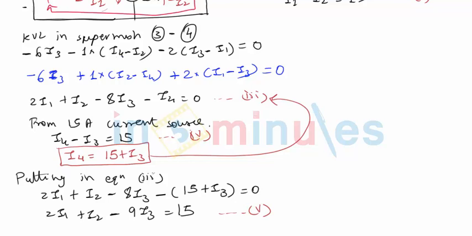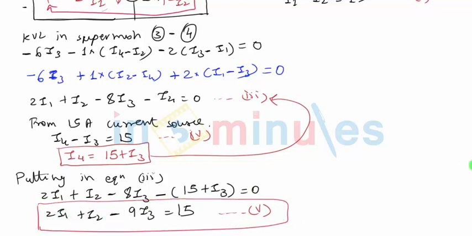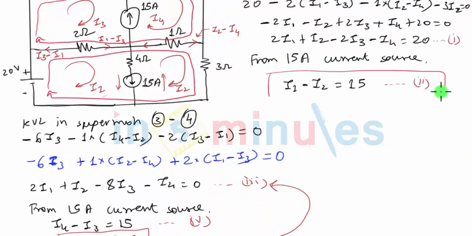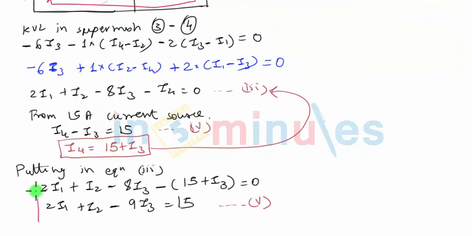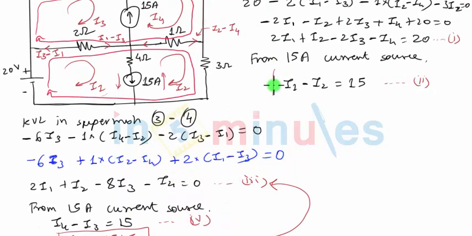Now if you observe carefully, we have equation 5 in the form of i1, i2, i3, and equation 2 in the form of i1, i2. Equation 2 is already in the form of only i1 and i2, but if you look at equation 1, there is again this i4 term here.